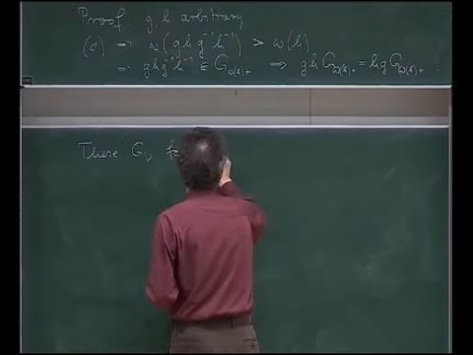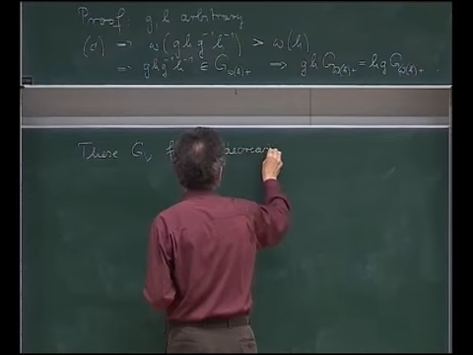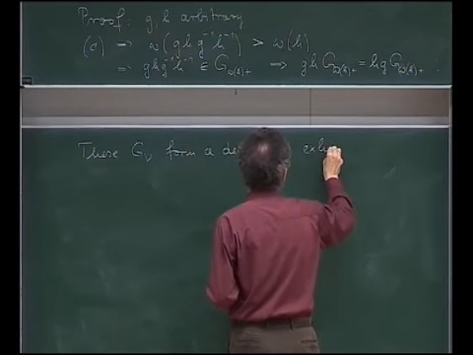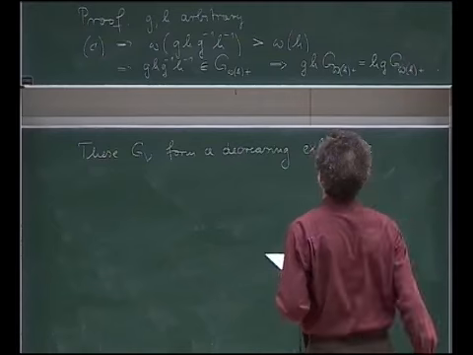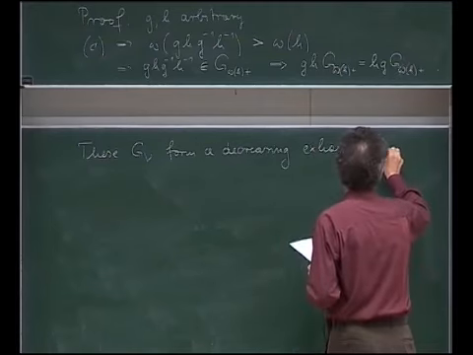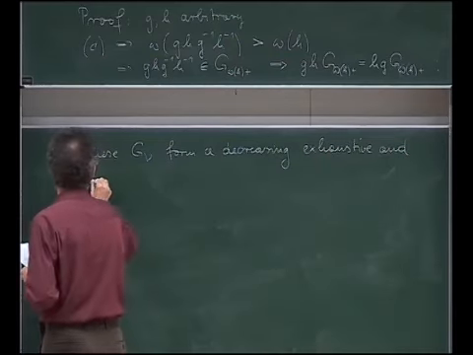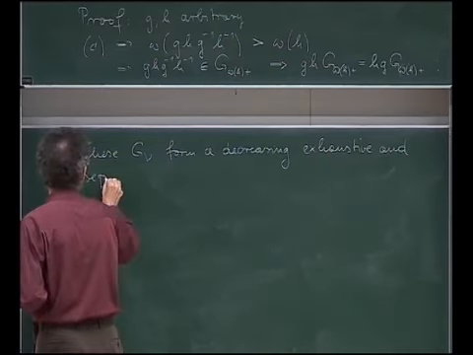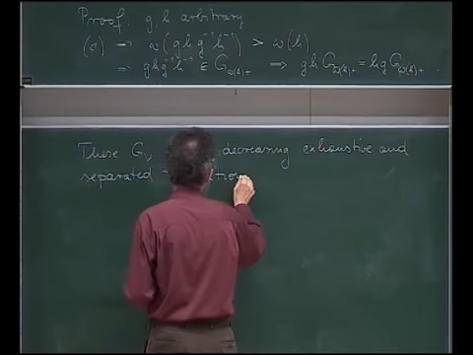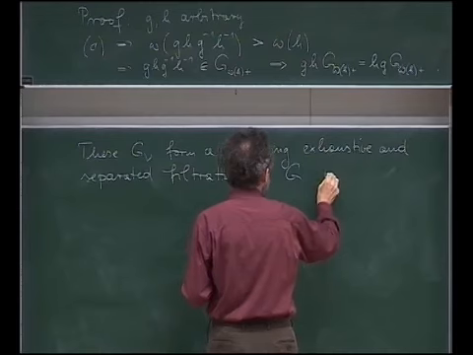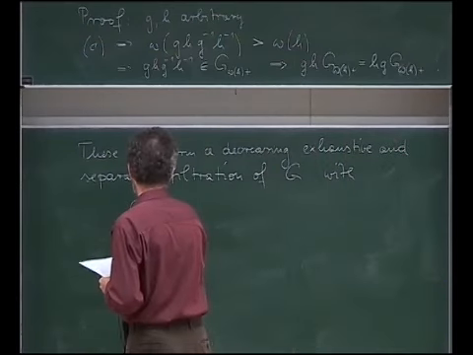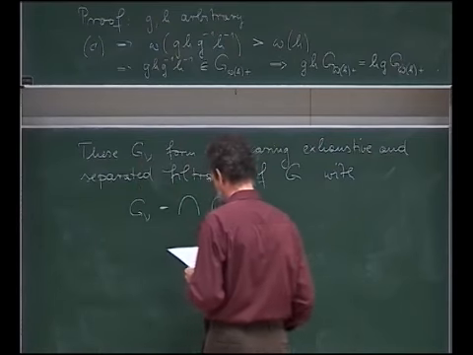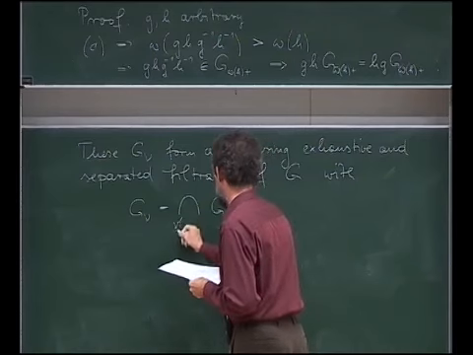Now these G nu form a decreasing, exhaustive filtration of G: the union is everything, obviously, and the intersection is just the element 1, so it is separated. And there are two additional properties.